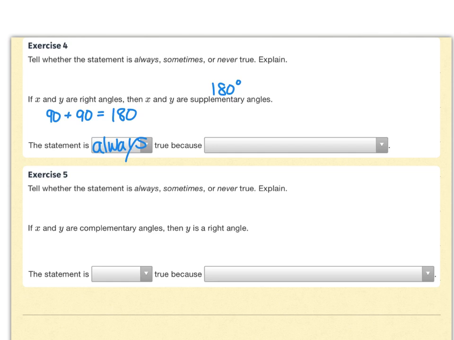And then number 5 says if x and y are complementary angles, so they add to 90 degrees, then y is a right angle. Well, we actually answered this question previously. We said they both have to be acute, right? If y is a right angle, y is 90 degrees, then x would have to be 0 degrees, and that means it's not an angle at all, right? A 0-degree angle is just not an angle. So this is going to be never true. If x and y are complementary, then they'd have to both be acute angles to add up to 90. One of them couldn't be 90 already. The other one would have to be 0 and therefore not exist.